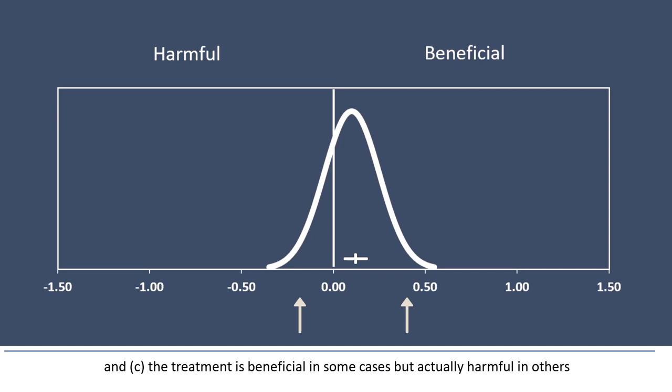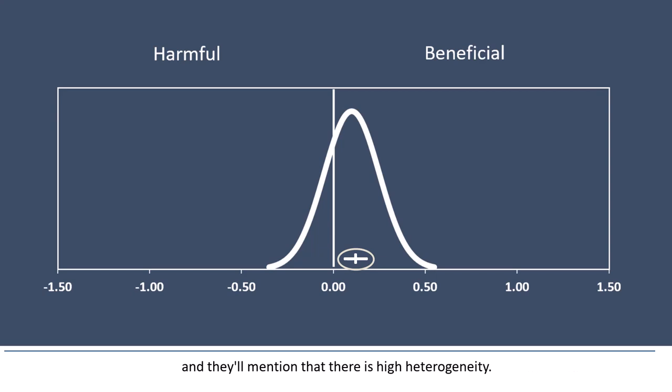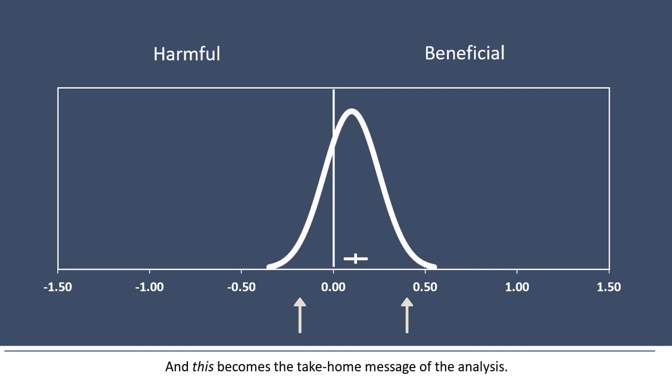In the example shown here, papers typically report that the effect is statistically significant, and they'll mention that there is high heterogeneity. When they do that, the take-home message of that paper would be that the treatment works. By contrast, when we're working with this plot, it becomes clear that while the treatment is beneficial in some cases, it is actually harmful in others. And this becomes the take-home message of the analysis. In sum, this plot helps the user understand and communicate a much more complete and appropriate picture of the results than we would get by focusing on the mean and its confidence interval.